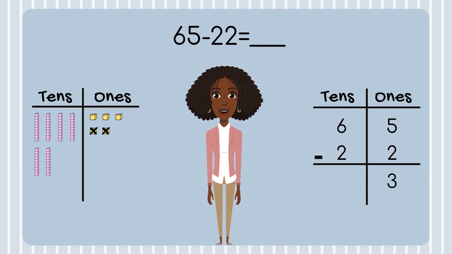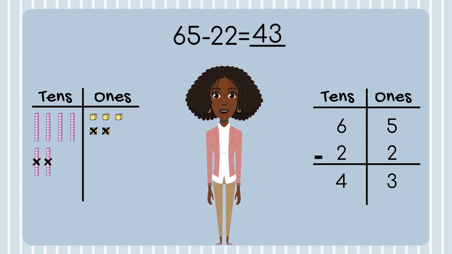Now, let's subtract our tens place. How many tens do we need to take away? 2. Now you count as I take away 2 tens. How many tens are left? 4. What is 65 minus 22? That's right, 43. You're really getting the hang of this.